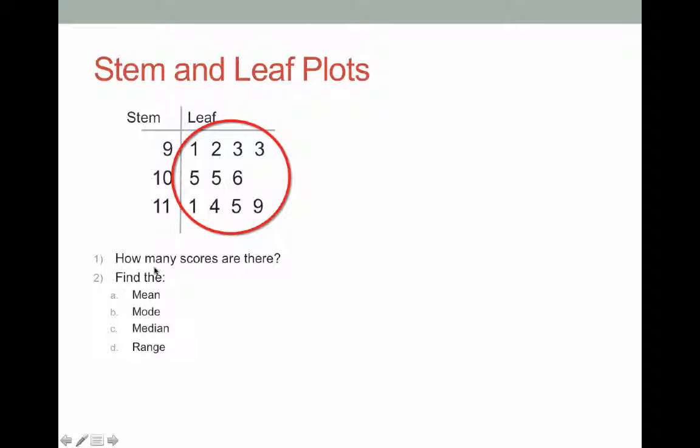All I have to do is count up my leaves. Take a second and do that for yourself, and you'll find that there are 11 leaves, so there are 11 scores in our data. Now what we want to do is find the mean. And in order to do that, we need to add up all our numbers, which means we need to be able to read our stem and leaf plot to know what numbers to add up.